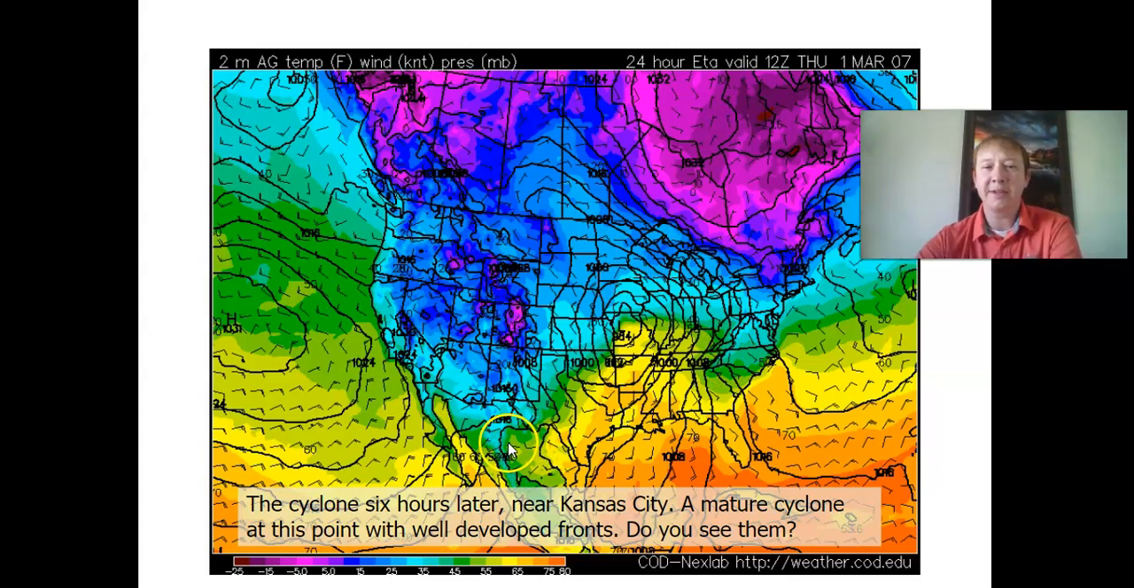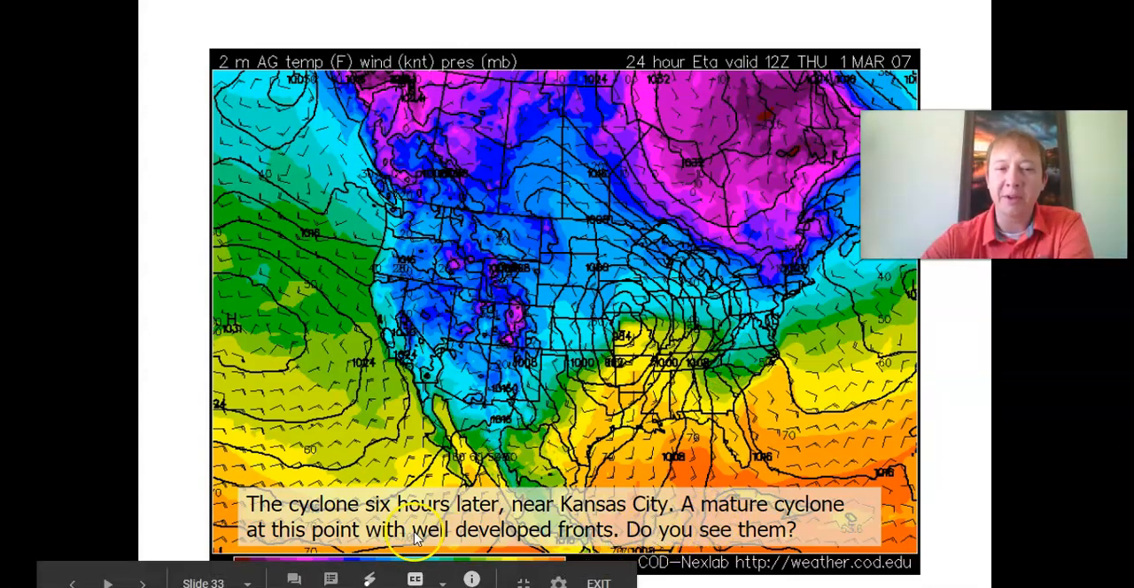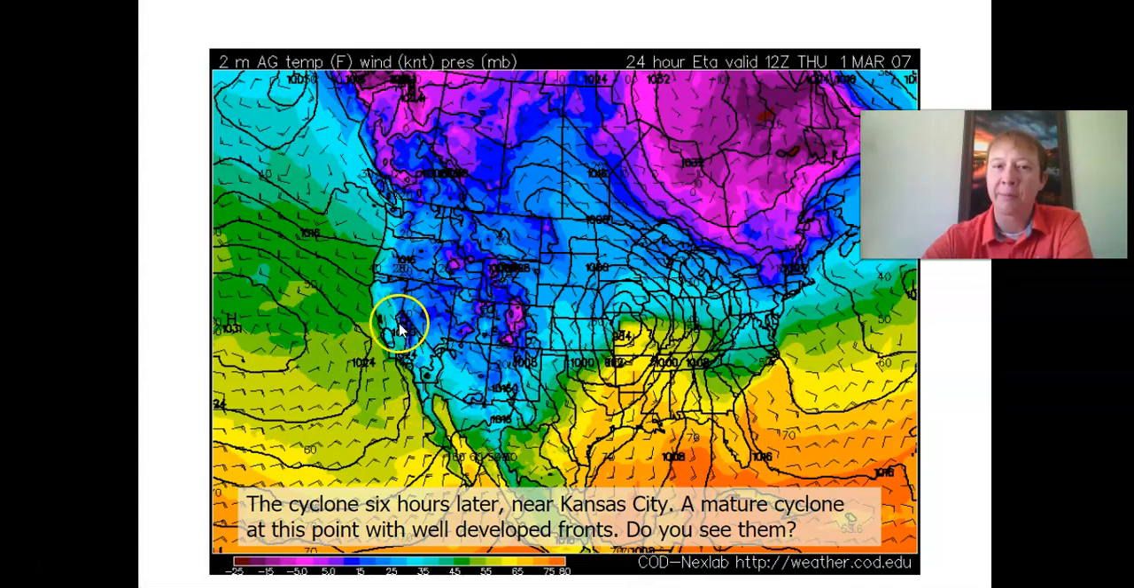So this is looking 6 hours later. So a mature cyclone at this point with weather fronts. So again, we can see the fronts as well because the changes in the coloration are the very easy fronts to see because it's a change in temperature. You can see the cyclone, which is right here, is beginning to rotate, so you can start to see that rotation.